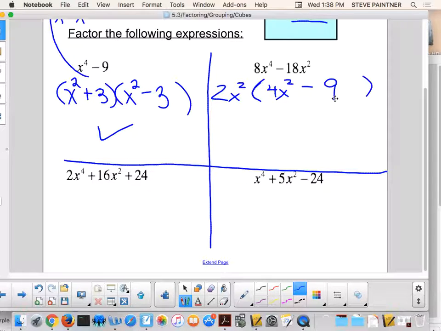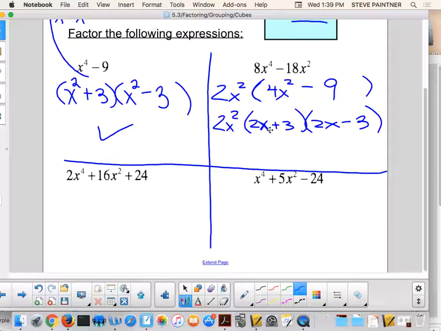Is that the difference of two perfect squares? Yeah. It's your best friend. It should be factored in 2 seconds. Ready? 2x squared times what 2 factors? 2x plus 3 and 2x minus 3. Okay?